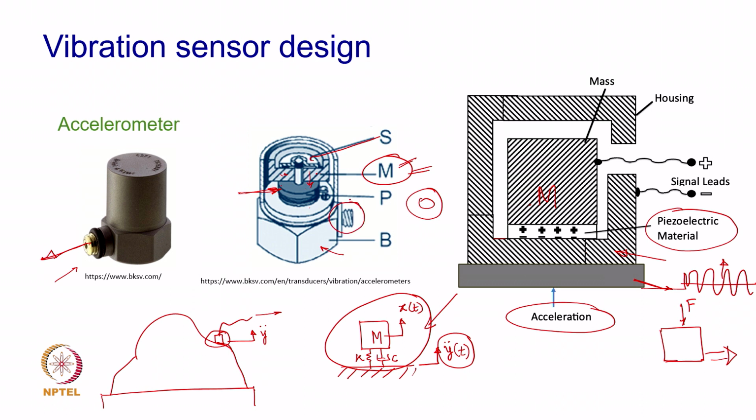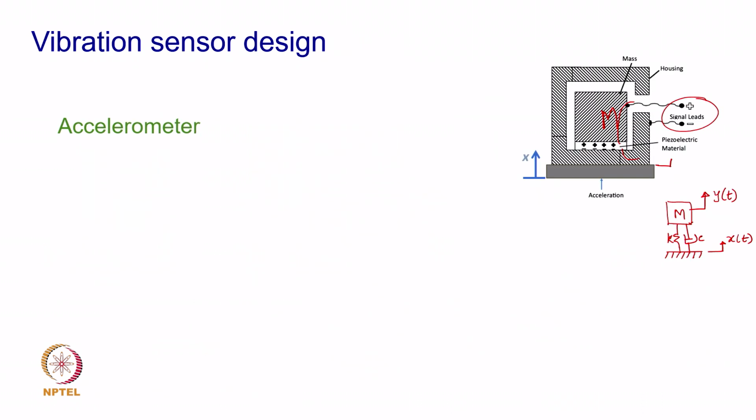This stud is a location where the wire is connected, and then the charge is taken out from this, and it is processed later through electronic circuitry to generate an appropriate voltage or a current. That is going to be the further part of it, but for the basic sensor design, let us look at how this output that is being generated can be related to the base motion, in particular the base acceleration x double dot.